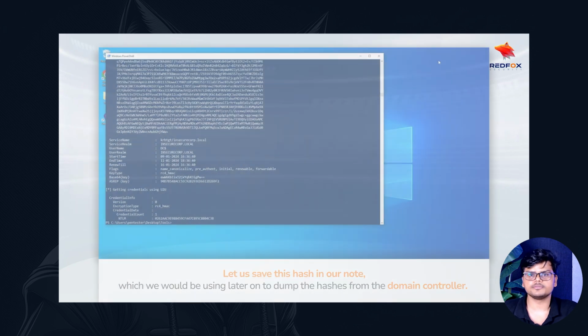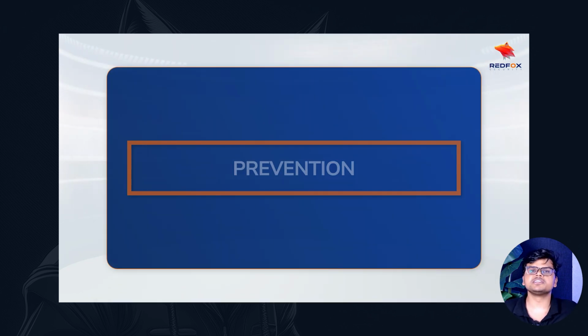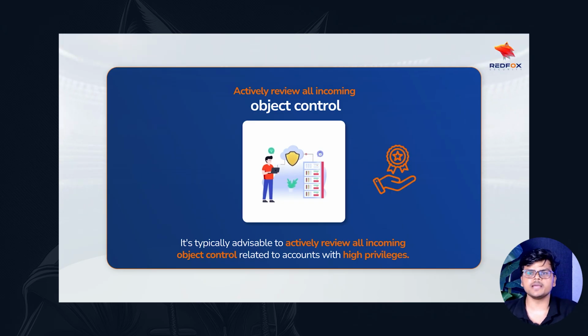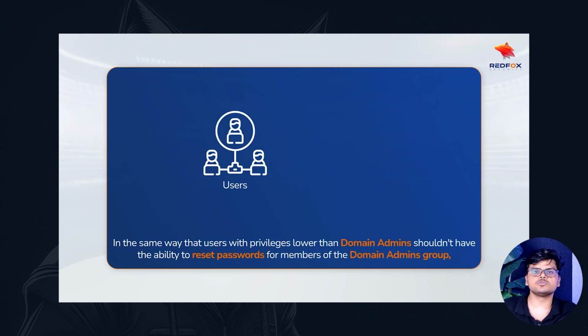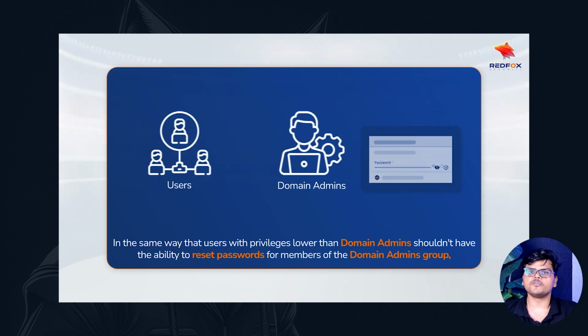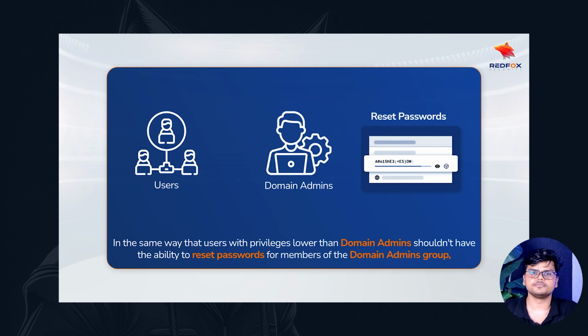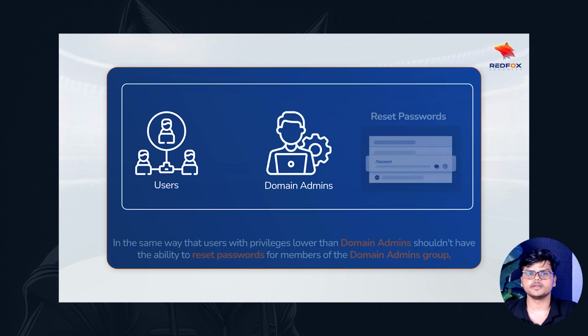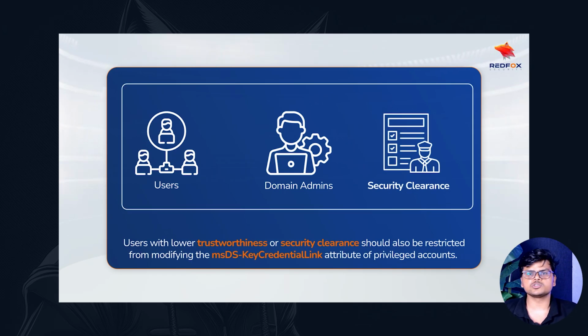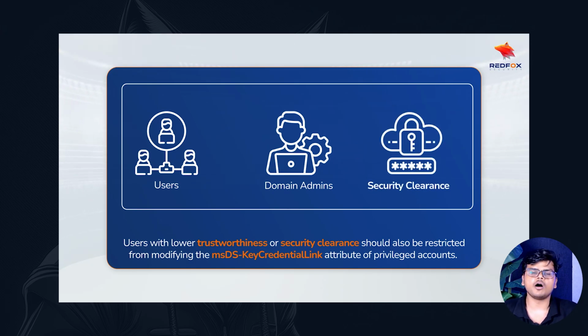Now let's talk about prevention. It's typically advisable to actively review all incoming object control related to accounts with high privileges. In the same way that users with privileges lower than domain admins shouldn't have the ability to reset passwords for members of the domain admins group, users with low trustworthiness or security clearance should also be restricted from modifying the msDS-KeyCredentialLink attribute of privileged accounts.